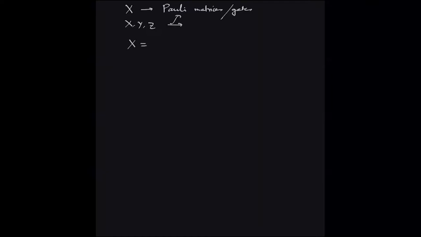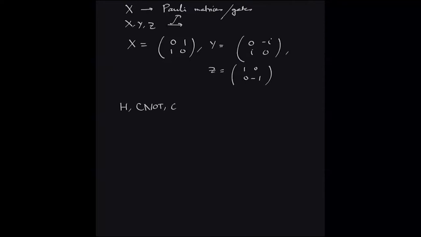So X, for example, is represented by 0, 1, 1, 0. Y is 0, minus i, i, 0. And Z is represented by 1, 0, 0, minus 1. So those are the Pauli gates. And now we have enlarged our set of quantum gates. So now we have H, CX or CNOT, CCNOT, X, Y, Z. So these are all the gates which we have seen already. Now if I say draw a circuit diagram, once I write these things, you know what these mean.